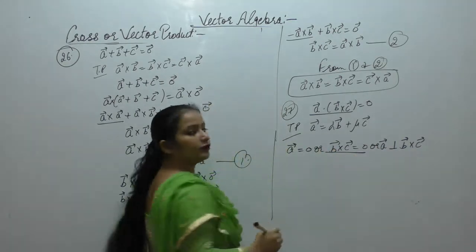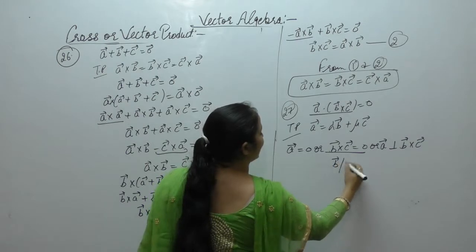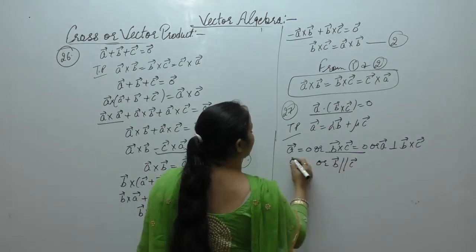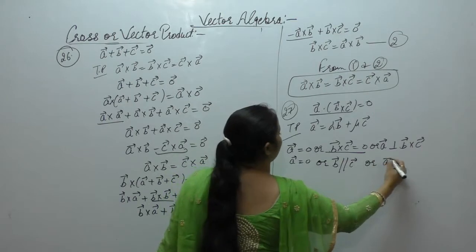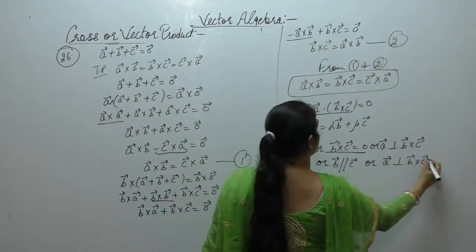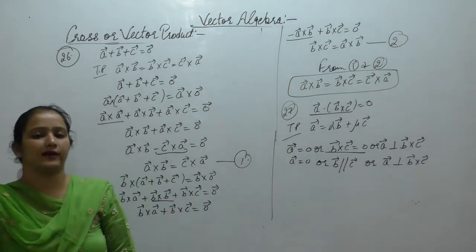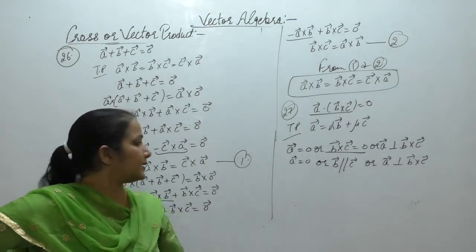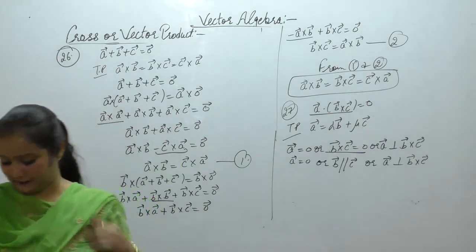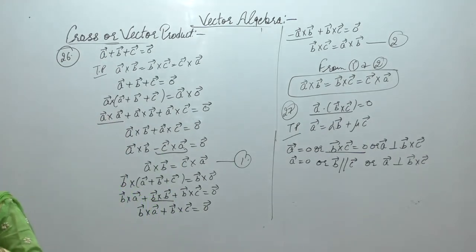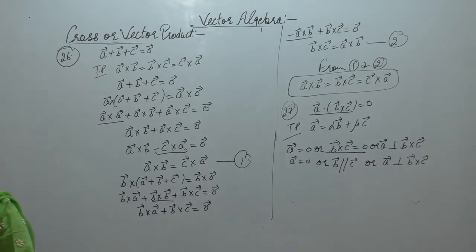If the cross product of two vectors is 0, it means they are parallel vectors. So A vector is 0 or A vector is perpendicular to B cross C. But B cross C is not 0, since B and C are not parallel. B cross C is a vector perpendicular to the plane containing B and C. Therefore, A vector is perpendicular to B cross C.